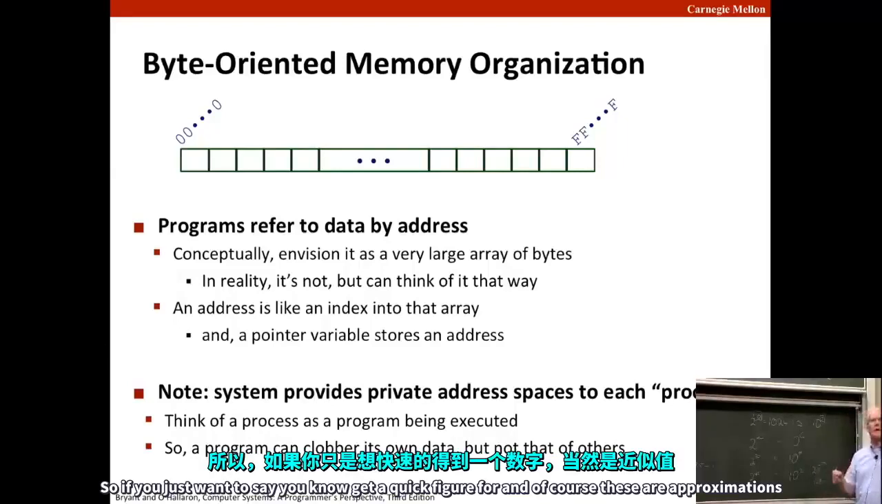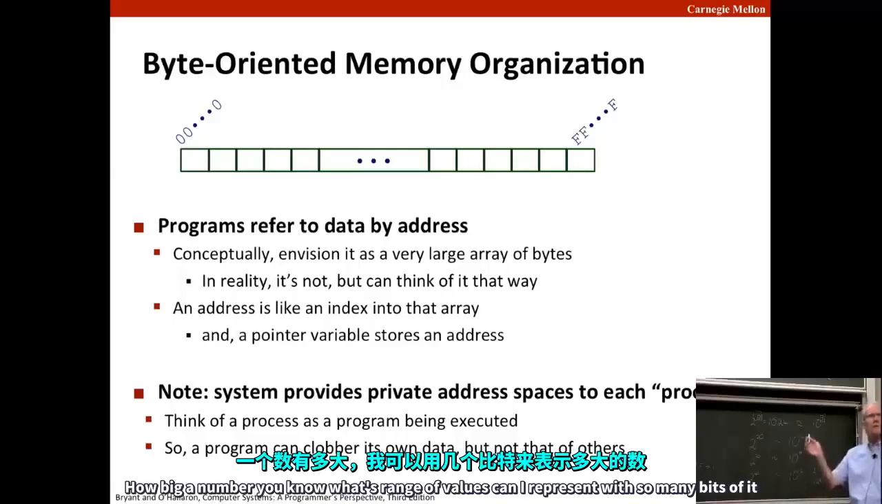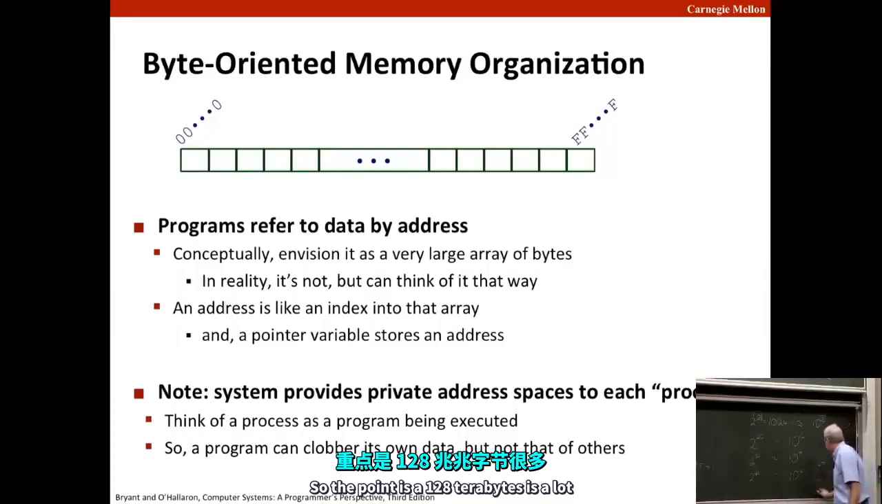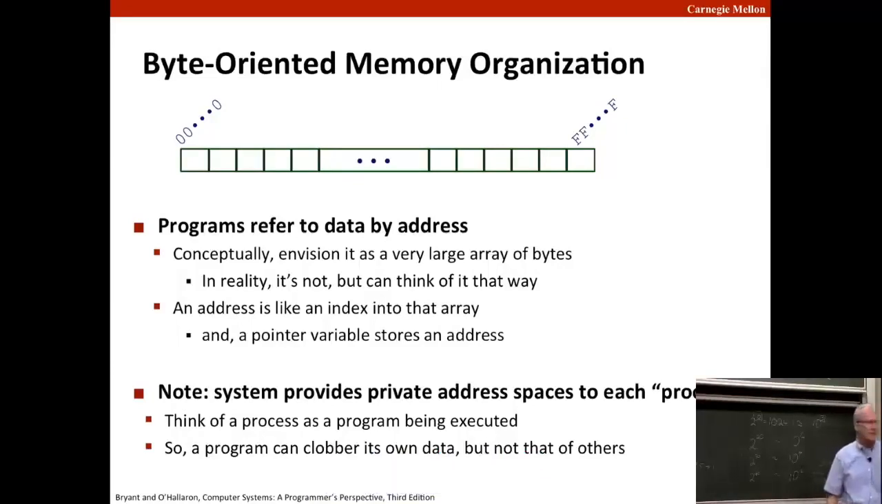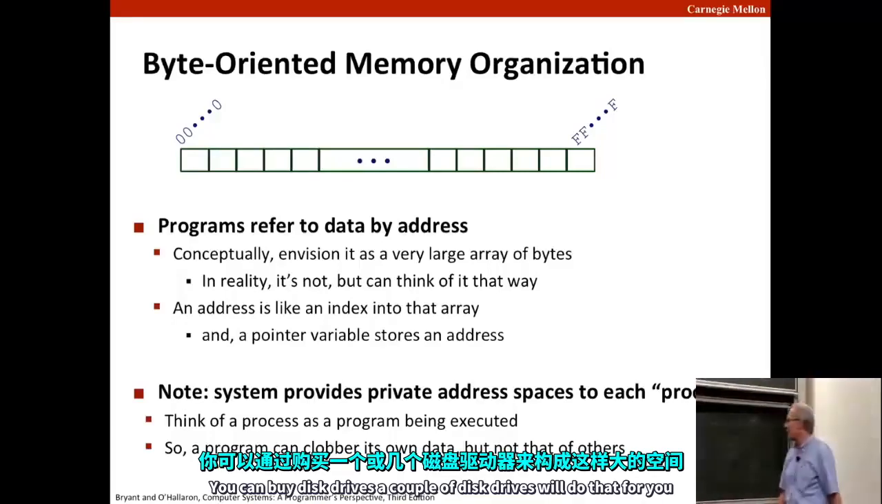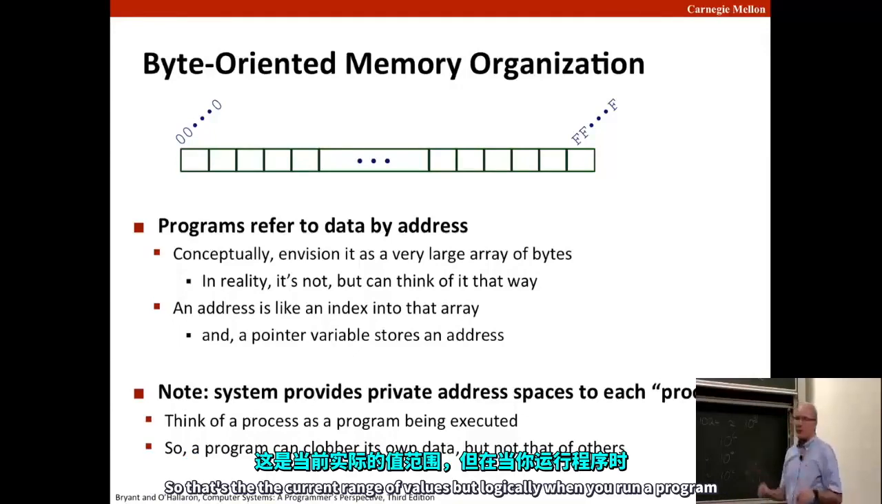So of course these are approximations, but if you just want to get a quick handle on what range of values you can represent with so many bits, this is a really easy trick. So the point is 128 terabytes is a lot. A couple of disk drives will do that for you, but you couldn't buy enough DRAM on a normal budget to get that kind of memory. So that's the current range of values.